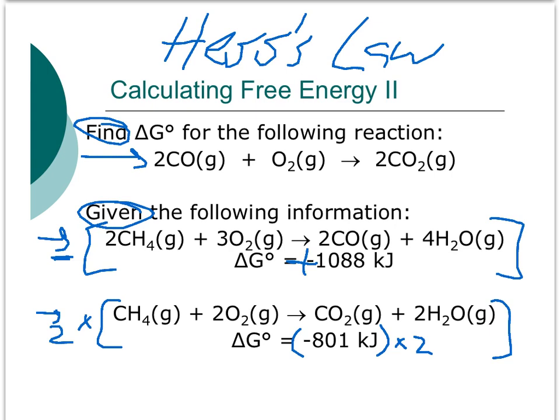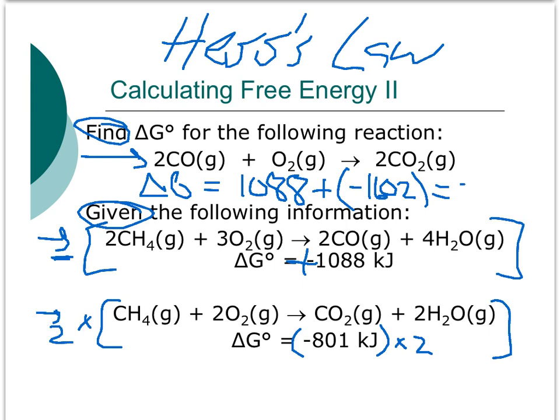So when we put it all together, the delta G of my target equation is going to be equal to 1088, the flipped sign for the first equation, plus a negative 1602, 2 times negative 801, to get a negative 514 kilojoules. All right, so what does that tell me about this reaction?